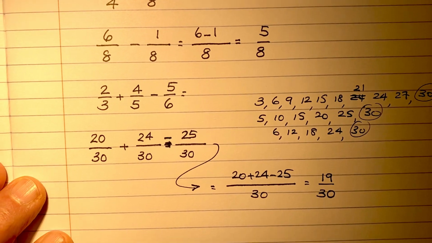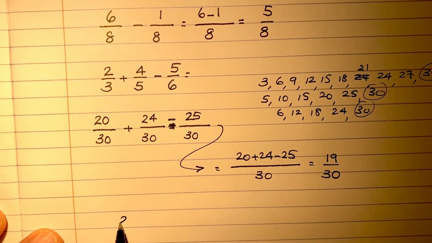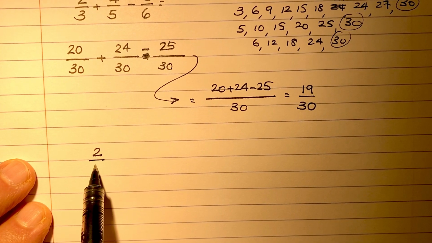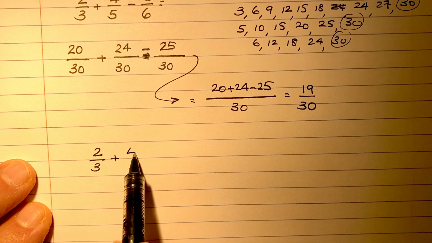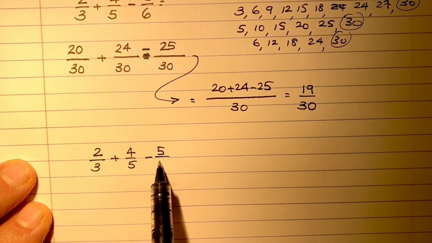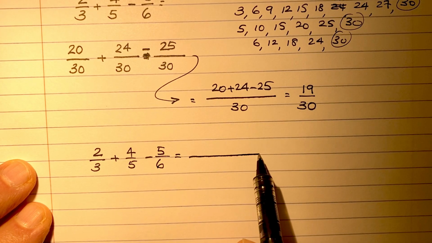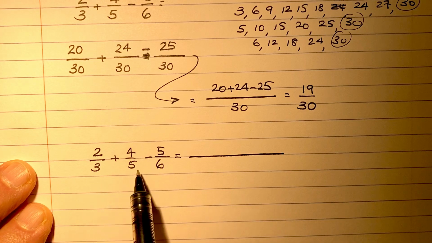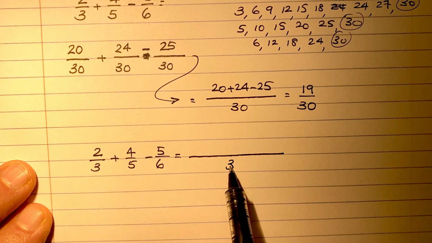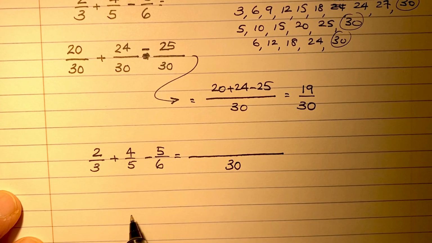Now, let me do my quick method here as well, in case you want to use that one. Same question, 2/3 plus 4/5 minus 5/6. Okay, I'll go for the 3-step procedure. Step number 1, fraction line. Step number 2, finding that common denominator of 30. To obtain the top, you divide and times.